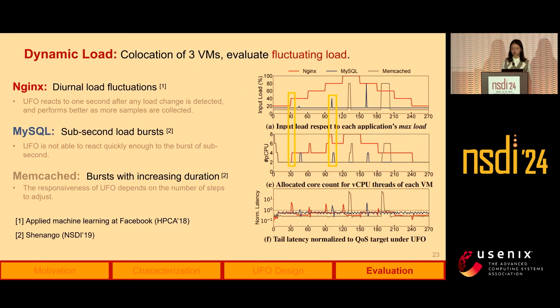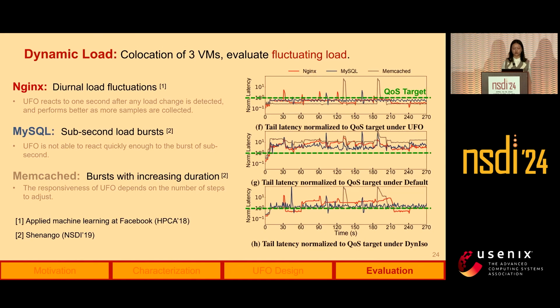As for memcache, the input load bursts from 20% to 80%, but UFO can only increase 2 CPUs in a step, so UFO needs 2 steps to respond to the burst in 6 seconds. This shows that the responsiveness of UFO depends on the number of steps to adjust. When the load increases, the longer the burst, the better UFO handles it. Of course, default and dynamic ISO both have terrible performance under diverse loads, with longer reaction time and more QoS violations.